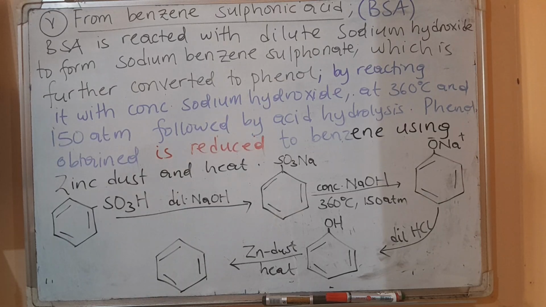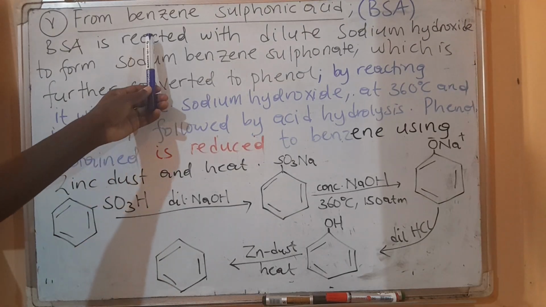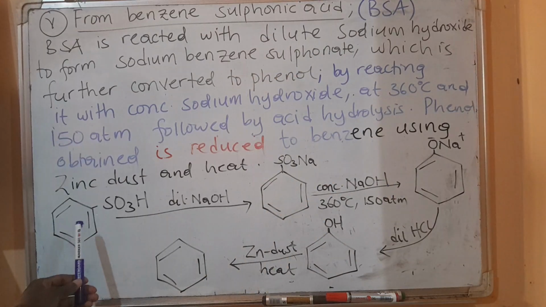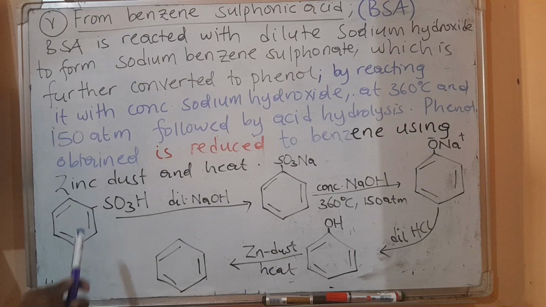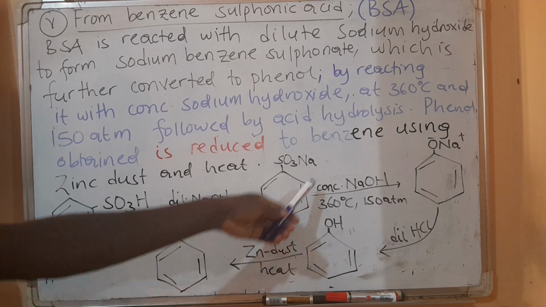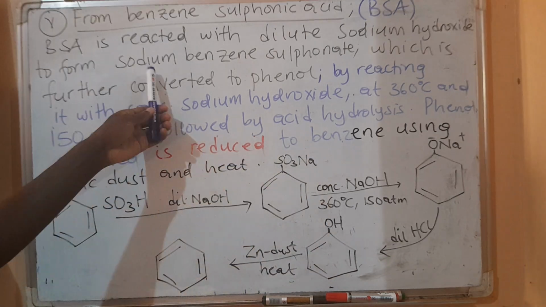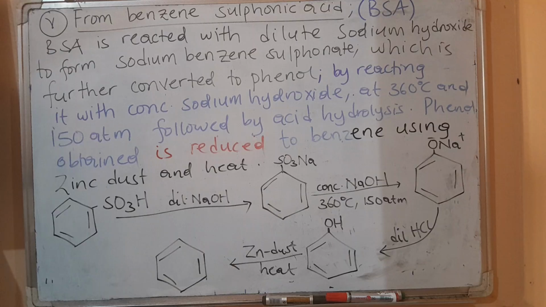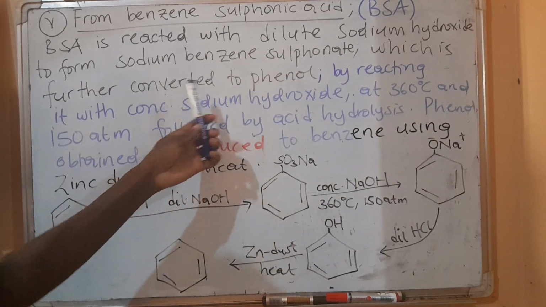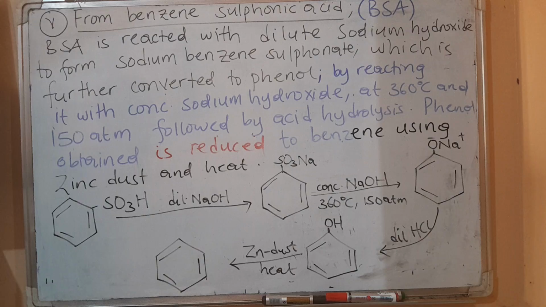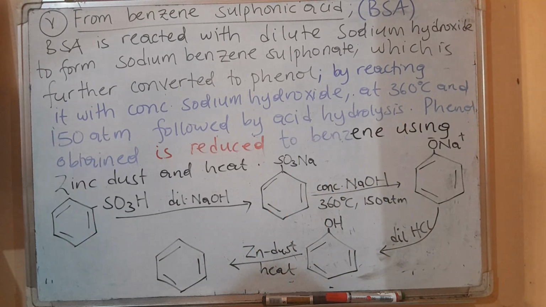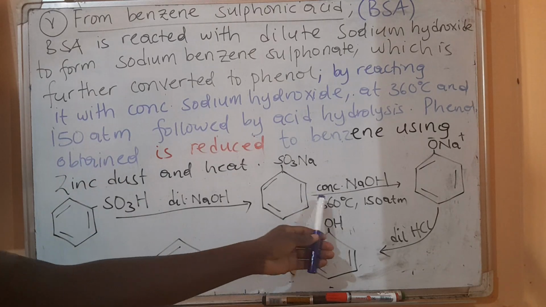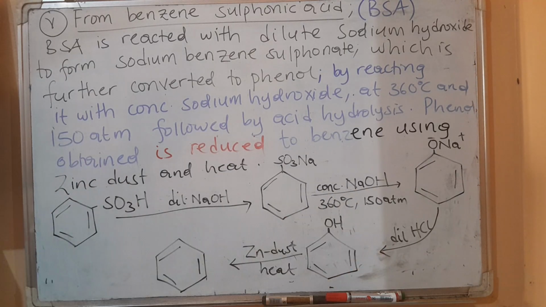So this is the reaction scheme. Benzene sulfonic acid is reacted with dilute sodium hydroxide. So this is our benzene sulfonic acid. Reacting it with the dilute sodium hydroxide, reaction of an acid with a base, we form a salt and water. So the salt formed in this case is sodium benzene sulfonate. Then sodium benzene sulfonate is further converted to phenol. How? We react it with concentrated sodium hydroxide at 360 degrees Celsius and 150 atmospheres.